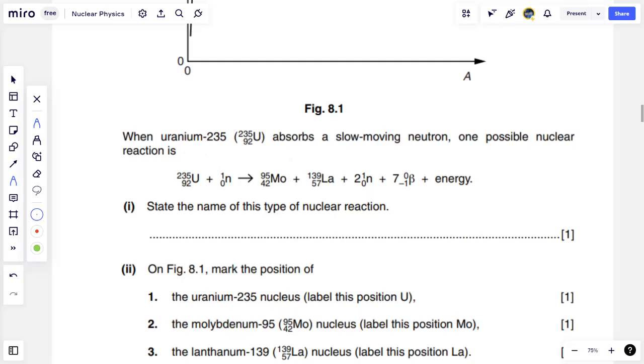In the process, when uranium-236 undergoes nuclear fission, it becomes molybdenum-95, lanthanum-139, 2 neutrons are released, and 7 beta particles, 7 electrons, with some energy given to the neutrons and the electrons. What is the type of nuclear reaction that's represented by this?